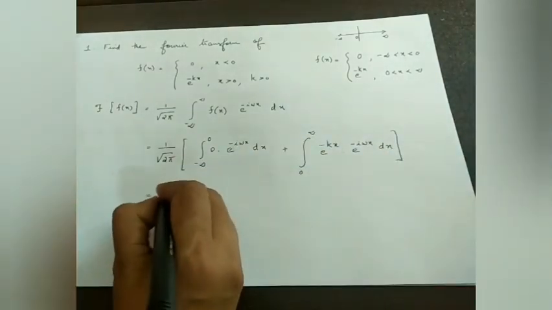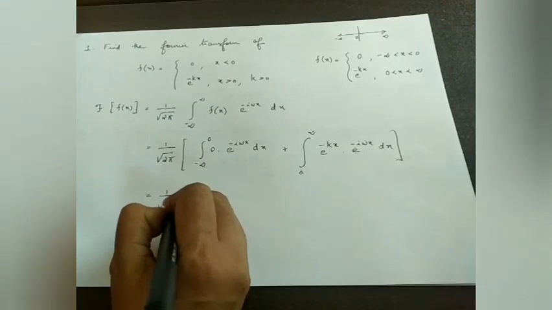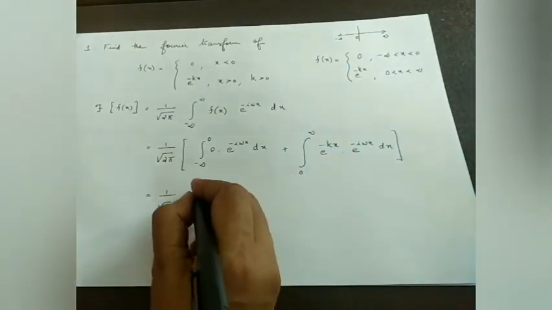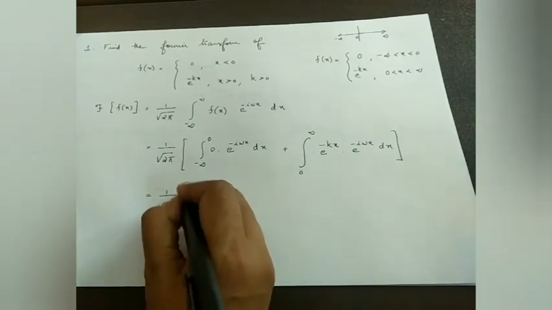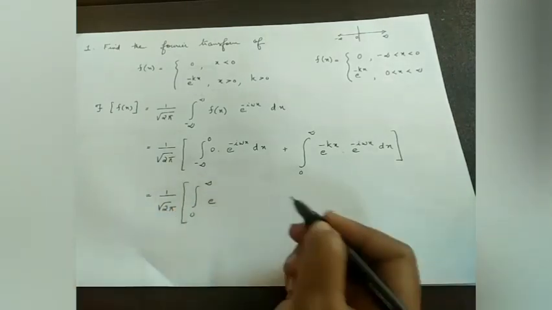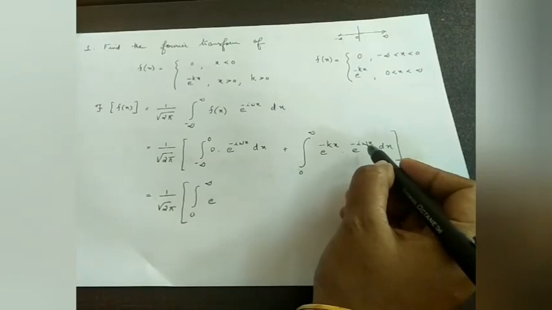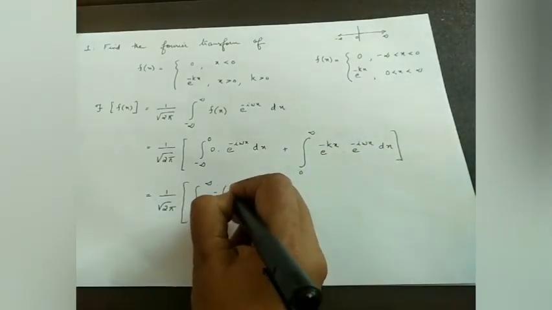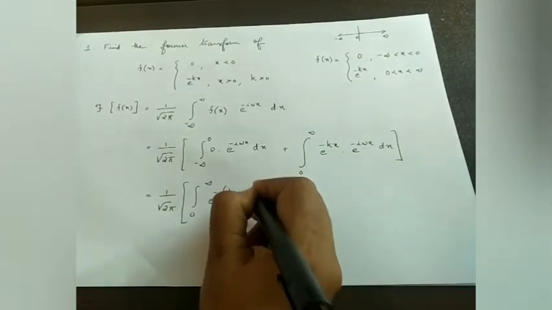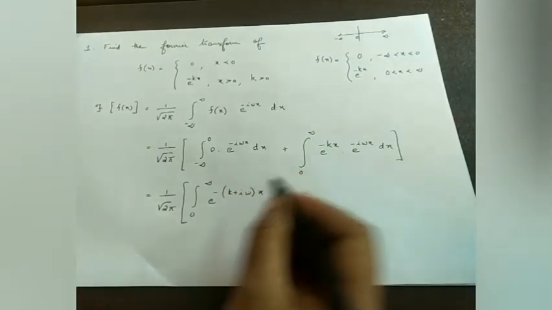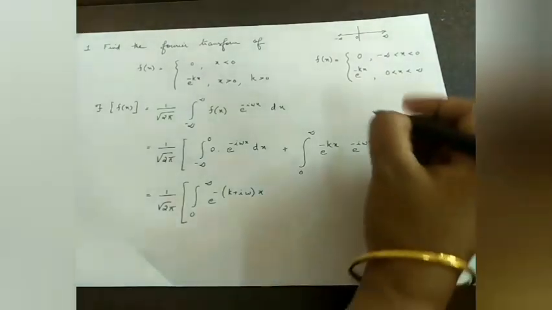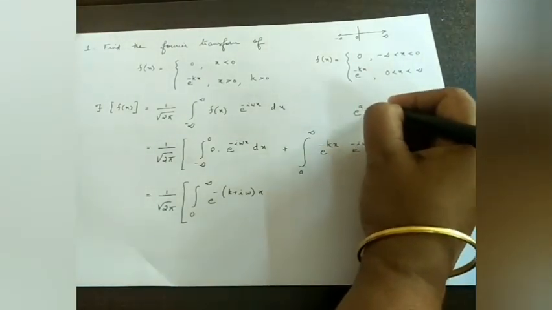Therefore, this is equal to 1 by root 2 pi into, here we consider this only because this becomes equal to 0. From 0 to infinity, e raised to, we have two powers. We can take the common one, that is minus of k plus i omega. We can take x outside, that is minus kx into minus i omega x.